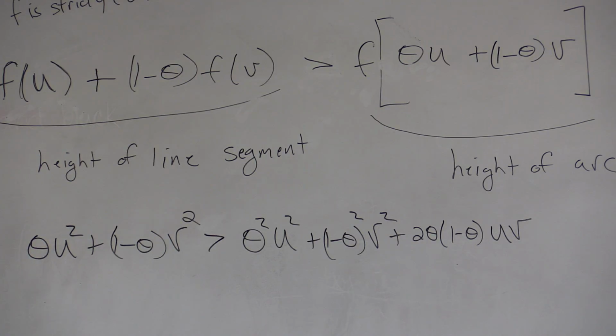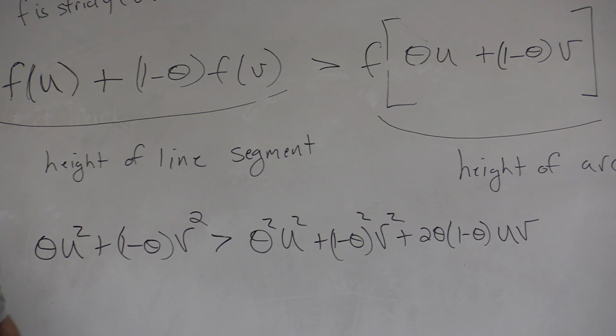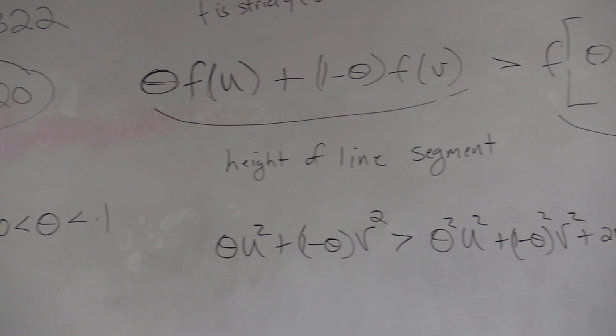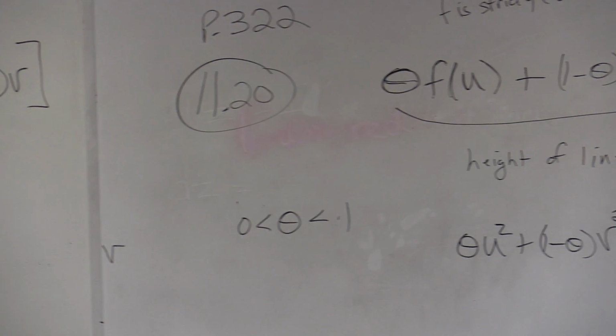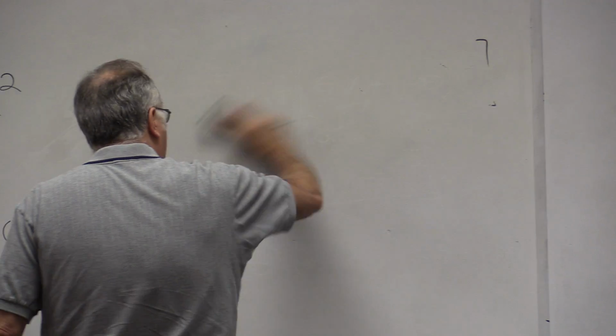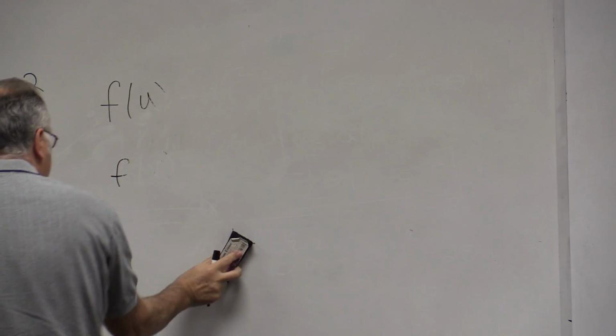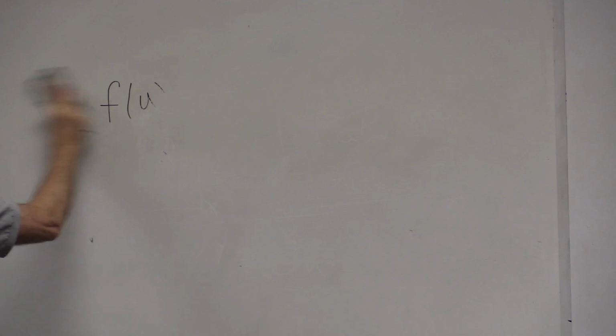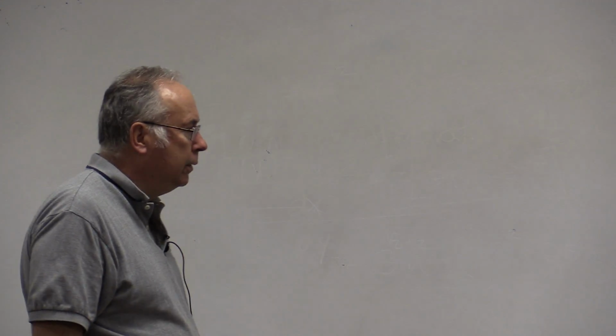We want to show that this left-hand side, which is the height of the line segment, is always greater than the height of the arc. So we just do some algebra. Let's pull everything over to the left. And I tell you, this is a simple problem. Some of them are much more algebraically challenging than this. Fortunately, we're going to learn some mathematical techniques that will allow us to determine concavity and convexity much more quickly. But I want to first show you this one.